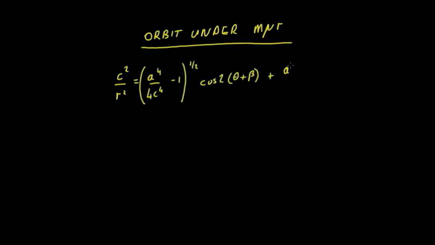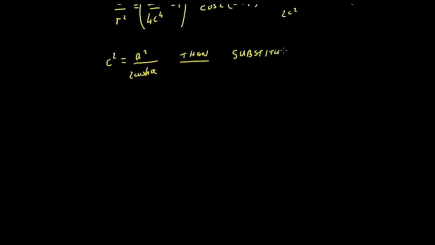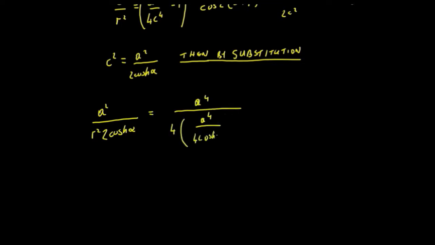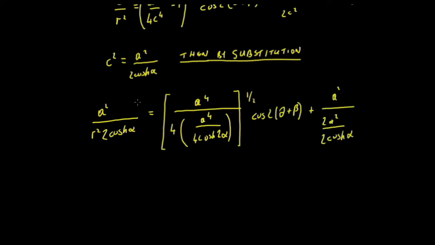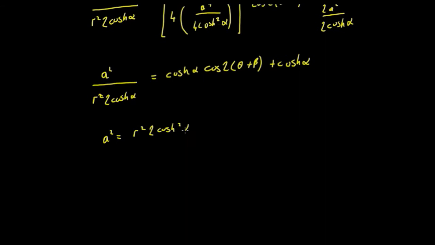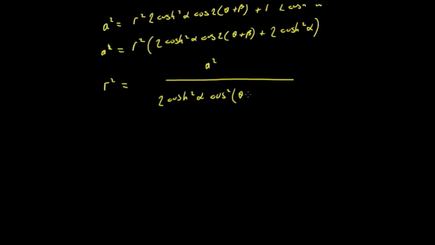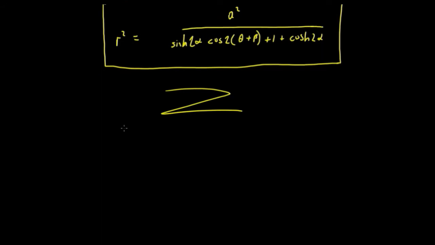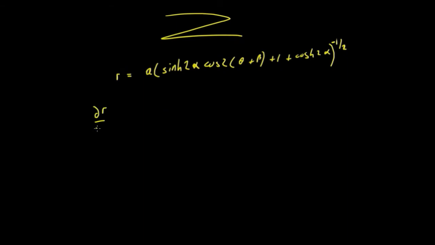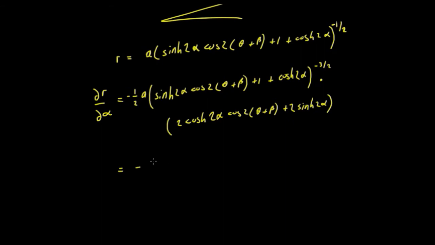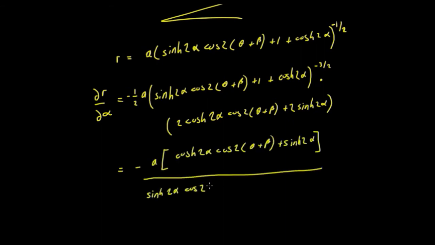So we're looking at the orbit under MUR, and equation 1 here has been derived in a previous video. If we use the substitution to get rid of the c squared, we're left with an equation which you'll see at the bottom of page 53 of the Calculus of Variations book by Charles Fox. That equation is a squared divided by sine 2 alpha cos 2 theta plus beta plus 1 plus cos 2 alpha. Now we've got to use that equation and find partial r by partial alpha and partial r by partial beta.